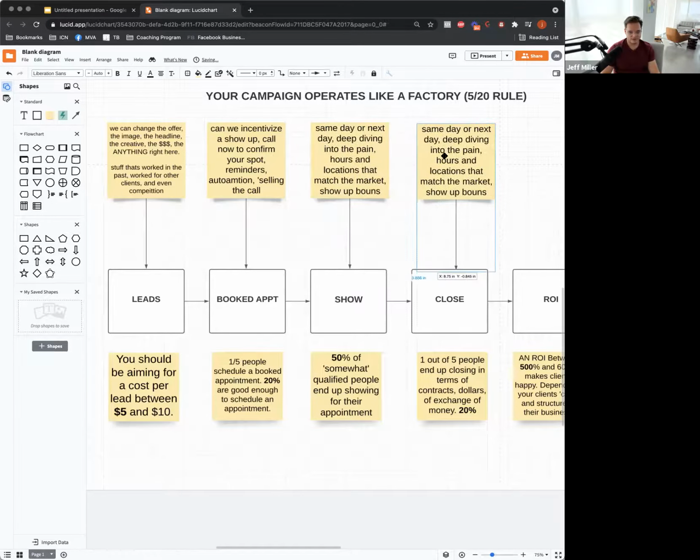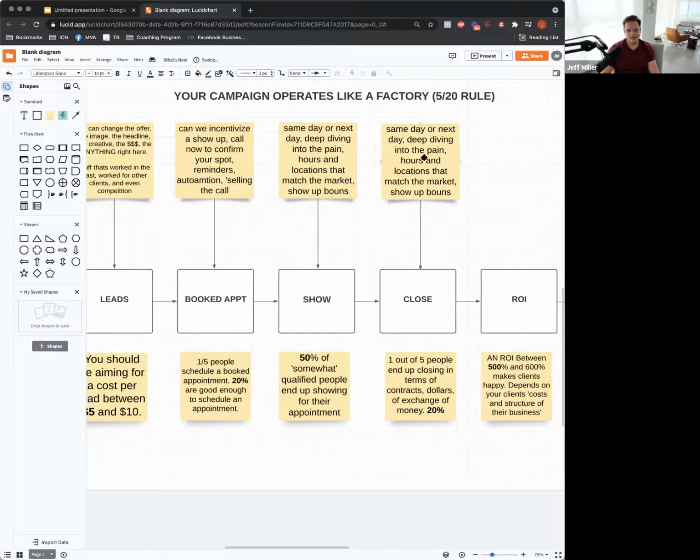And then the close rate, 20%. You need to have 1 out of 5 closing. Of course, the higher the better. But if your numbers are bad, why is that? Are they going next door? Are you doing a quality assurance check? Are you incentivizing fast action with a fast action bonus?